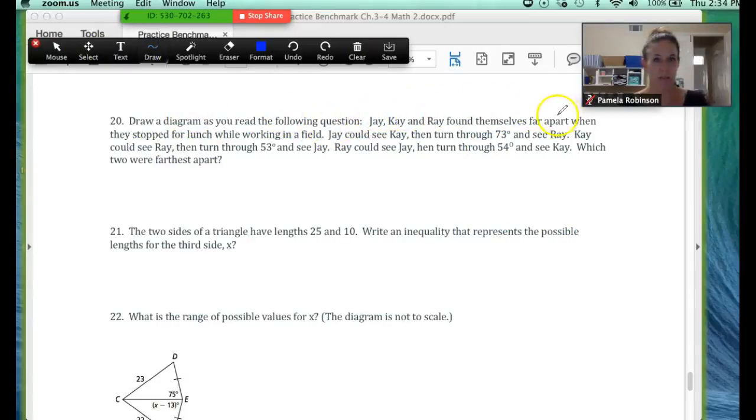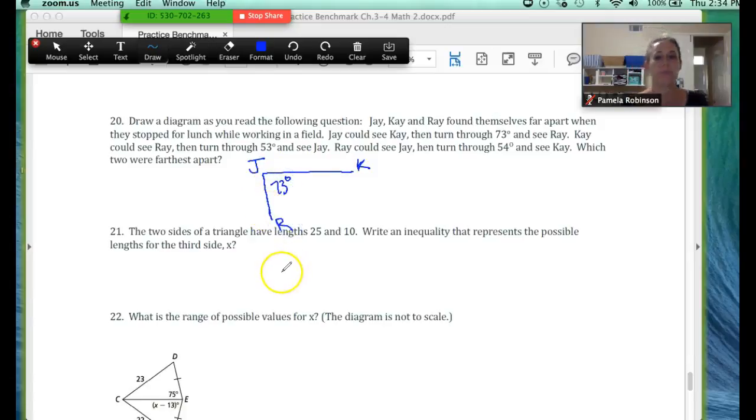Jay, Kay, and Ray found themselves far apart when they stopped for lunch while working in a field, because that's where they work. Okay, J, K, and Ray is funny to me. So I'm going to write J. He's here first. He could see K, so let's put K right here. J could see K. He's looking this way. Then he turned through 73 degrees. So J was looking at K, then he had to turn 73 degrees to see Ray. So he's looking this way.